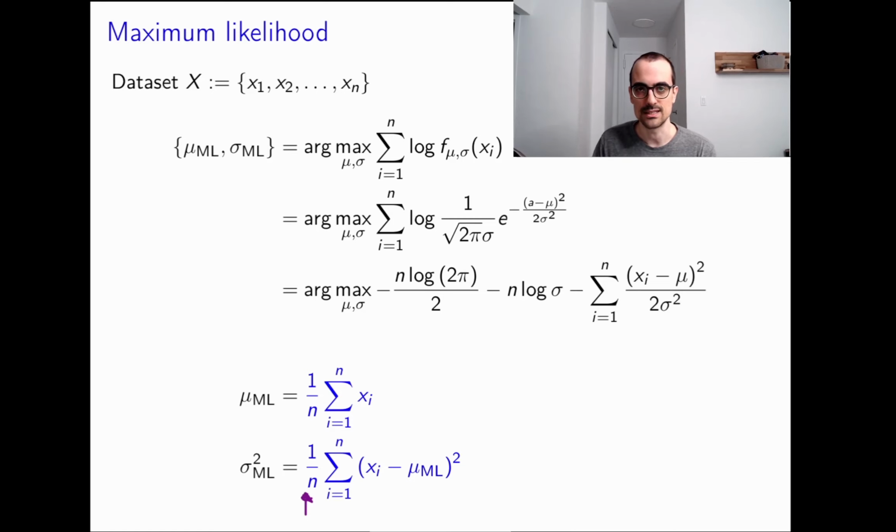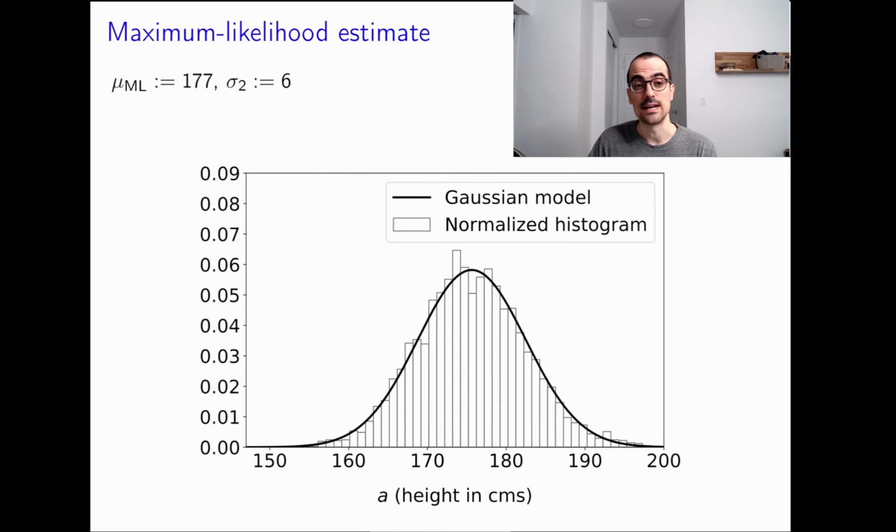Okay, the maximum likelihood estimator for the variance parameter looks like this. It's an average of the squared deviations of the points from the sample mean. So we do this, and we obtain a very nice fit to the data.